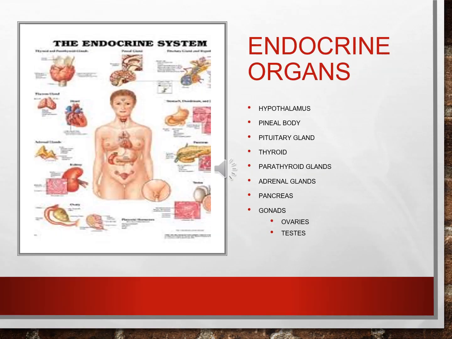Here is a picture just reminding you what those endocrine organs are. So you have your hypothalamus, the pineal body, pituitary gland, thyroid, parathyroid glands, adrenal glands, pancreas, and gonads, which consist of those ovaries and testes.